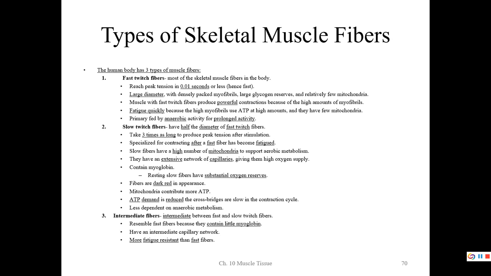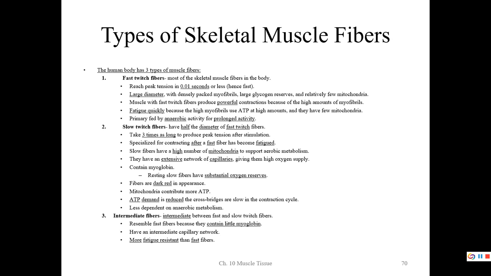This is our slow twitch. This is our dark meat. Fast twitch is our white meat. Slow twitch is our dark meat. Dark red in appearance because it's our dark meat. Resting fibers have substantial oxygen reserves because they have all that myoglobin. Mitochondria make a lot of ATP as well.